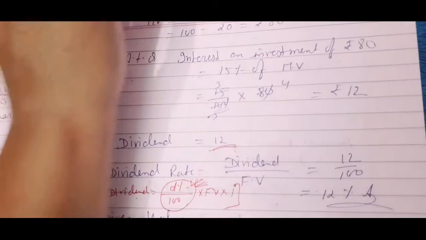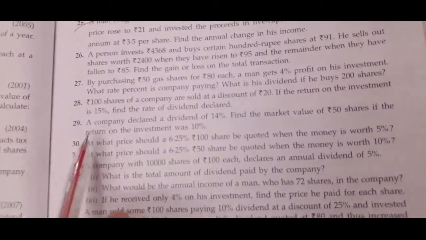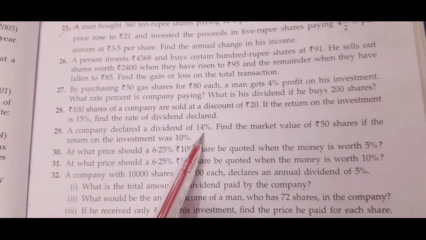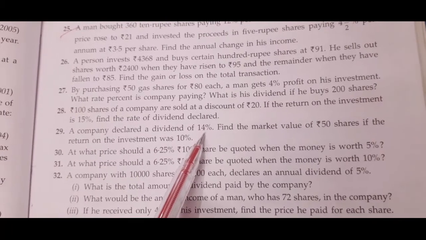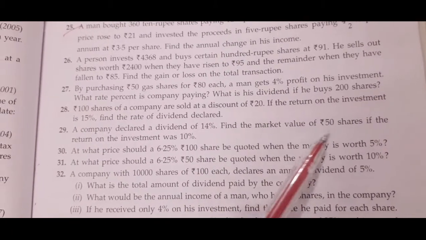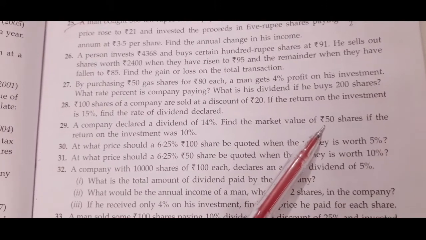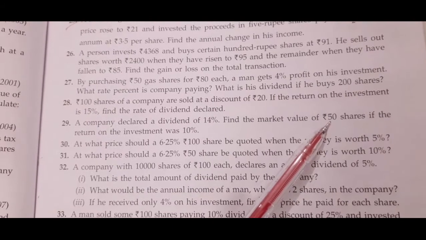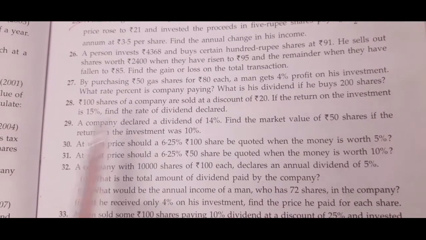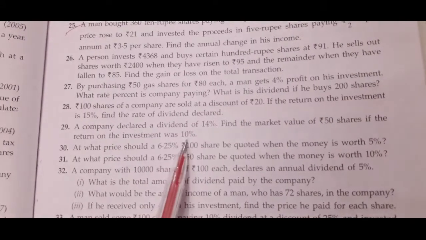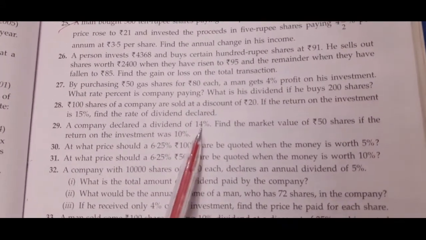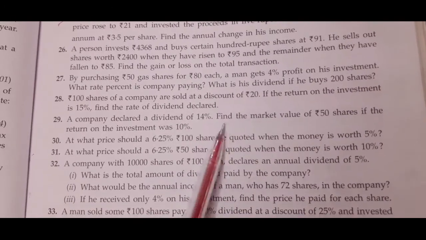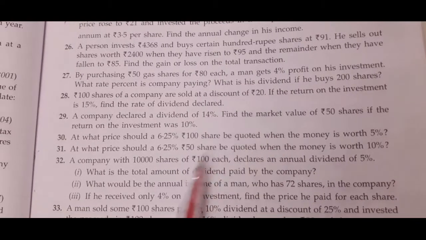Now see what is given in question number 29 and what we have to find out. A company declared a dividend of 14%. Dividend percent is 14%. Find the market value of rupees 50 shares, meaning this is the face value of the share whose dividend percent is 14%. We have to find out market value. If the return on the investment was 10%, this is return percent, return rate 10%, dividend percent 14%, face value 50 rupees. So we have to find the market value of each share.